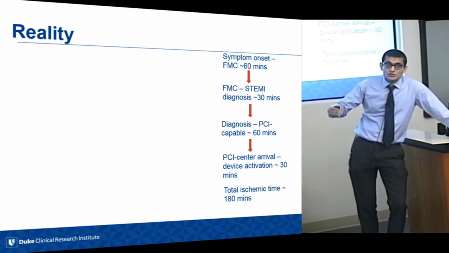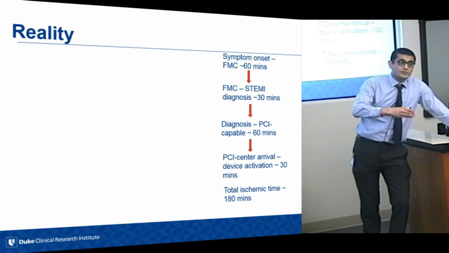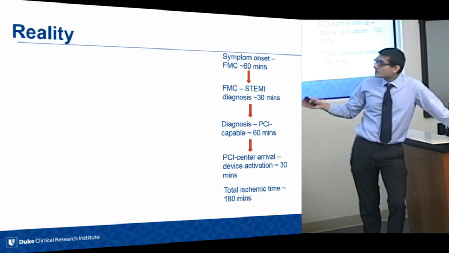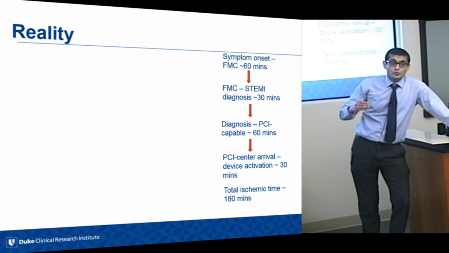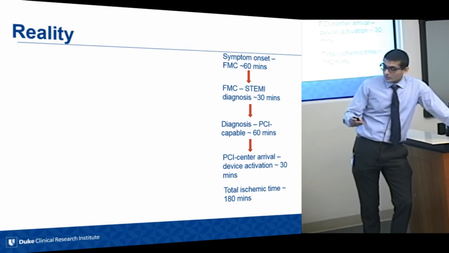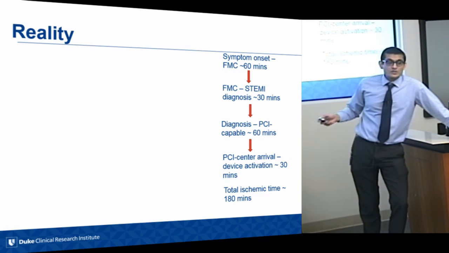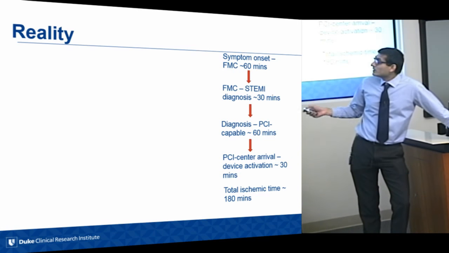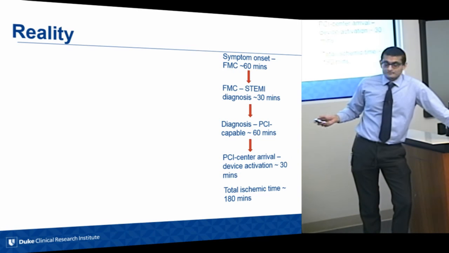From diagnosis, the drive time to a PCI-capable center will be another 60 minutes. And when patients arrive at a PCI-capable center, it takes at least 30 minutes for us to get the artery open. And so the total ischemic time is usually, from symptom onset, about 3 hours.